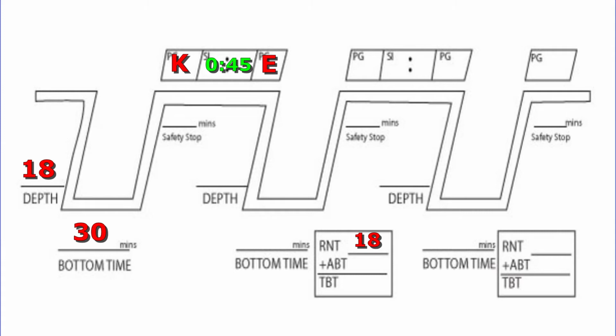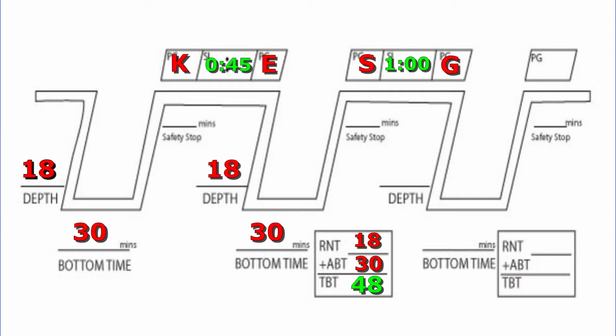Dive 2, we went to 18 meters again for another 30 minutes. So our residual of 18 minutes plus our actual of 30 minutes gave us a total of 48 minutes, and this put us in pressure group S. We then had a surface interval of 1 hour, and this put us in a pressure group of G.